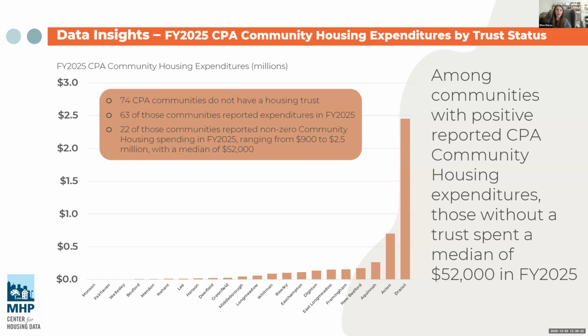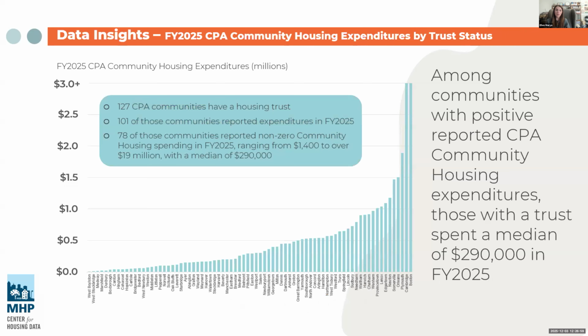That ranged from $900 in Monson, a smaller community, up to about $2.5 million in Dracut. So again, understanding there's likely a big project happening there, probably not a pattern we would see in that community year after year. If we look at the median among the communities that spent anything, it comes to a median of $52,000 towards community housing among these communities without a housing trust.